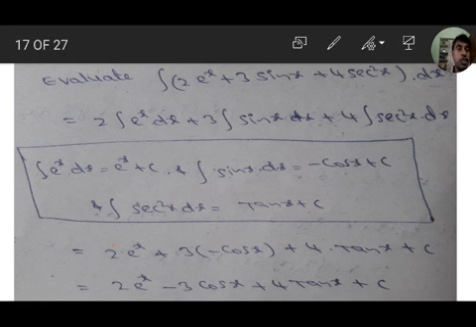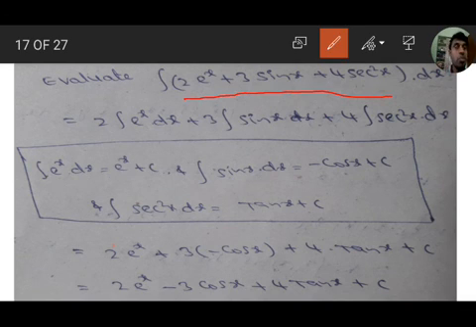Next. Evaluate integration of 2 into e to the power of x plus 3 into sin x plus 4 into sec square x dx. Here also there is a sum of three functions. By using properties 1 and 2: in the first function, 2 is the coefficient outside, integration of e to the power of x dx. In the second function, 3 is the coefficient outside, integration of sin x dx. In the third function, 4 is the coefficient outside, 4 into integration of sec square x dx.